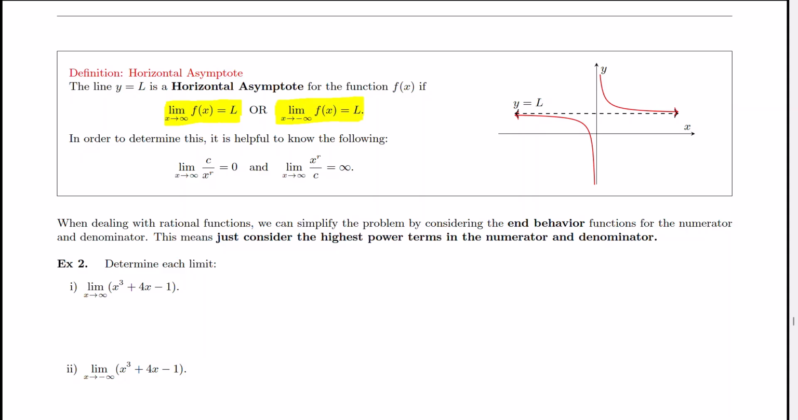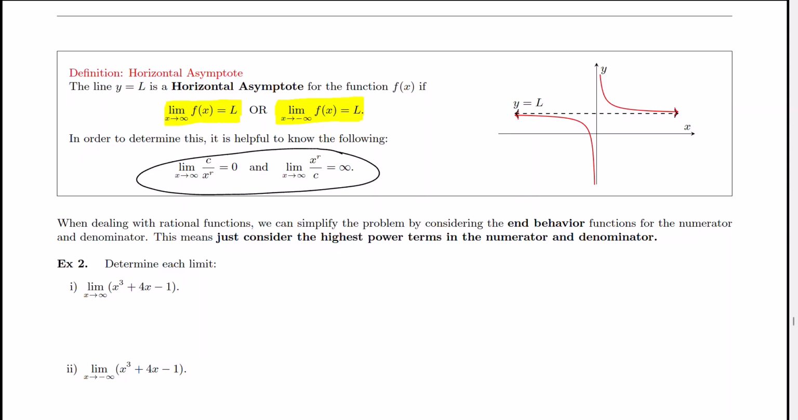The difference between this limit and the previous limit on the previous page is that now we're letting x go to infinity or negative infinity, and we're trying to find out if the function f of x becomes sort of constant, sort of stable at the end of time. This is what it looks like on the graph. You have a horizontal line, and the function tends to get close to it as x goes to infinity or negative infinity.